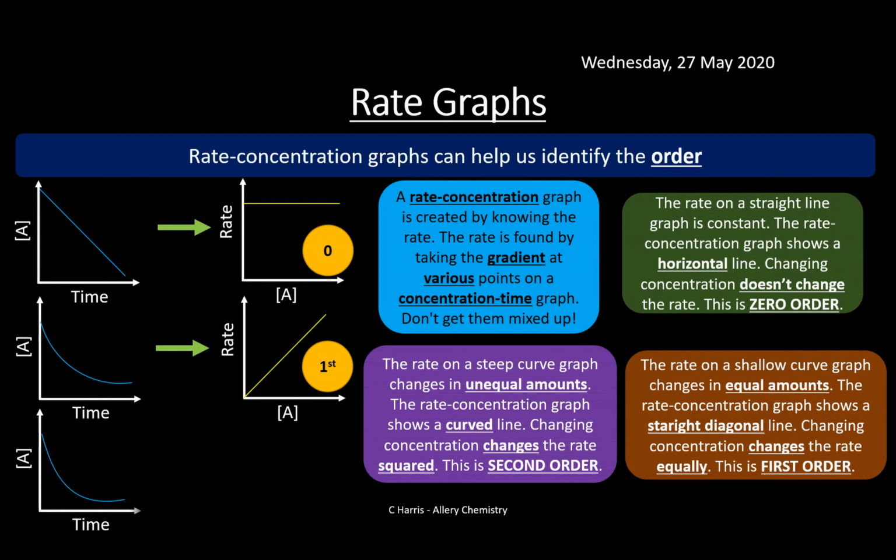Okay, and the last one is this one. This is where we've got a steeper curve. It's a lot sharper curve, as you can see here. When we plot the rate across the different points in the curve, we get this graph here, and this is second order. This means by changing the concentration, say if we double the concentration of A, we quadruple the rate. So a squared proportional effect.